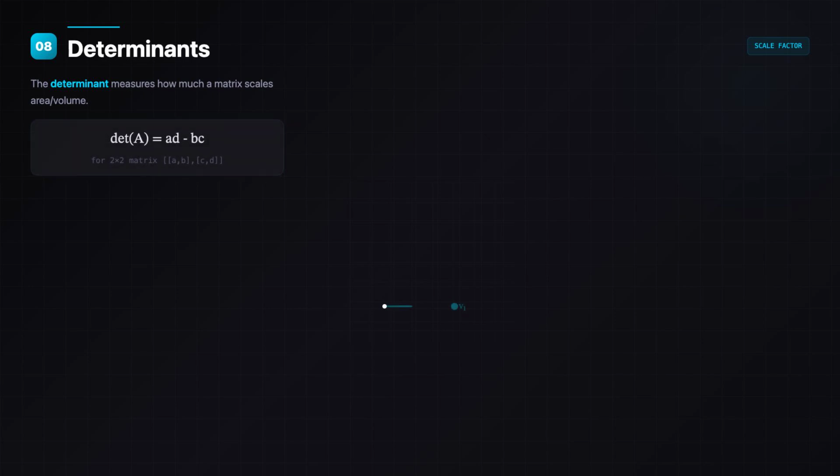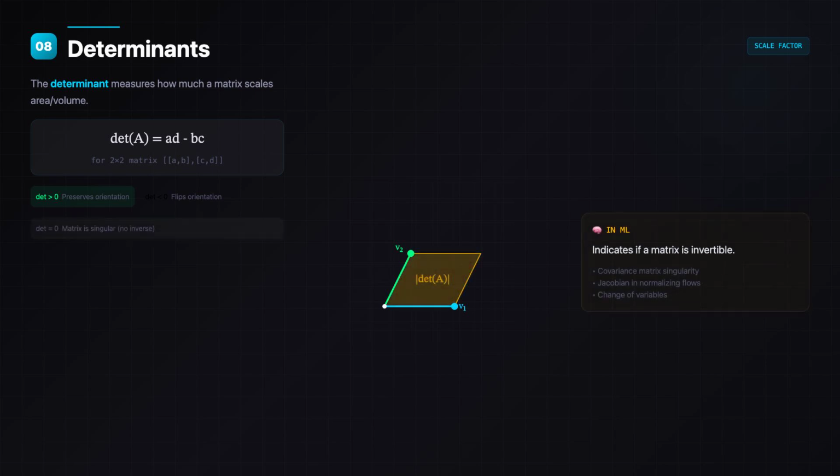The determinant measures how a matrix scales area or volume. Positive preserves orientation. Negative means it flips. When determinant is 0, the matrix is singular, no inverse. Normalizing flows compute the Jacobian determinant.